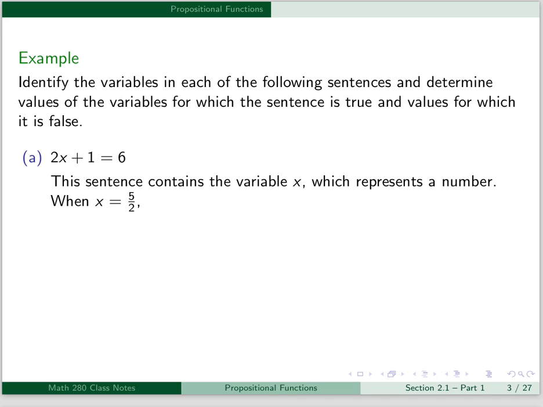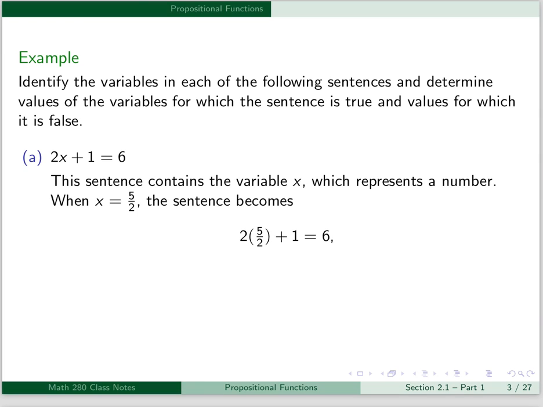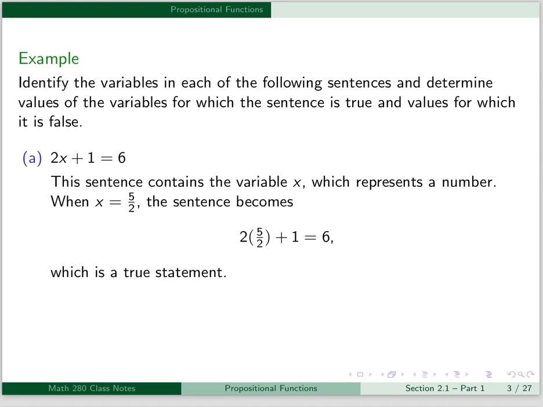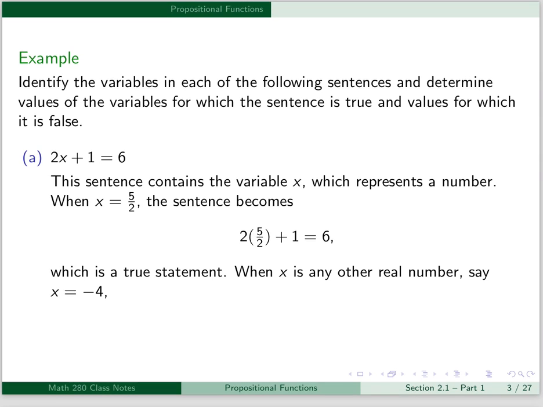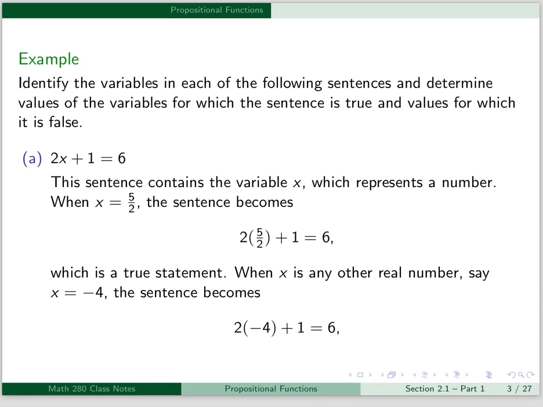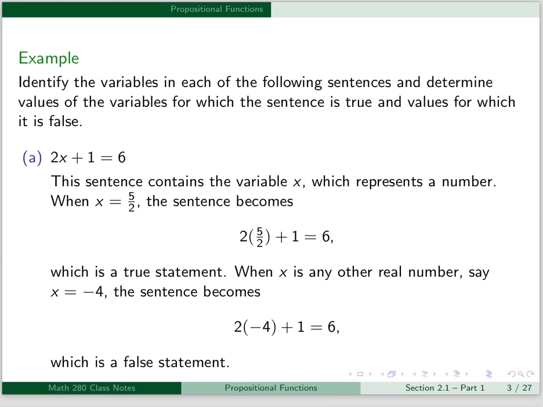When x is equal to 5 halves, the sentence becomes 2 times 5 halves plus 1 equals 6, which is a true statement. When x is any other real number, say x is equal to -4, the sentence becomes 2 times -4 plus 1 equals 6, which is a false statement.